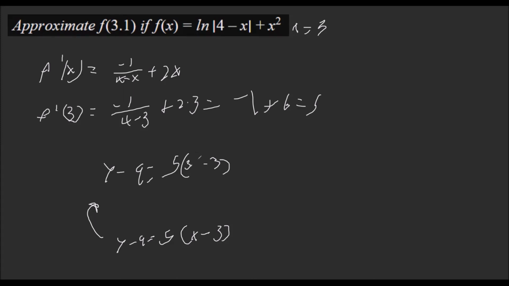Now 3.1 minus 3 is 0.1. And so what we really end up with is y minus 9 is equal to 0.5. We can, of course, add 9 to both sides, and we end up with y is equal to 9.5. And that is the final approximation of f(3.1).